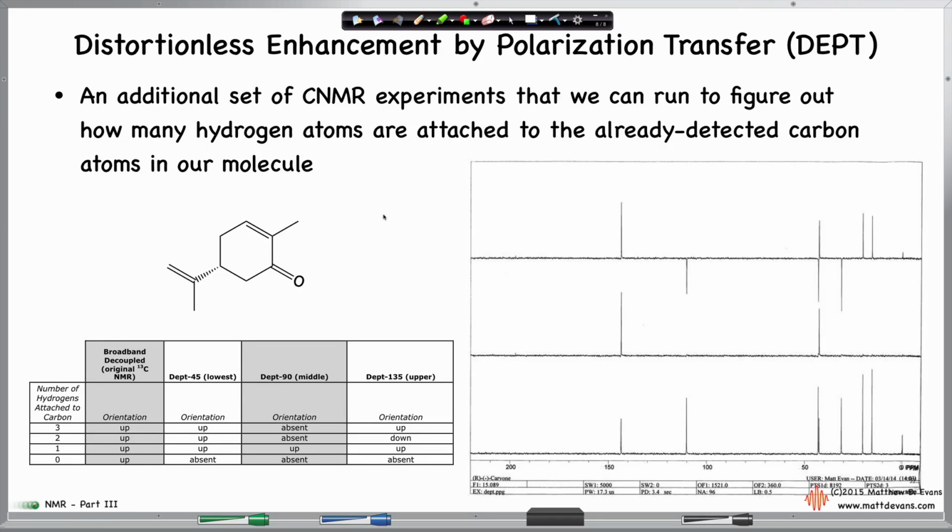The last carbon experiment that we can do here at Shasta College is called a DEPT experiment, and this is really powerful in combination with carbon-13 because for each carbon signal that we detect, we can figure out how many hydrogens are attached.